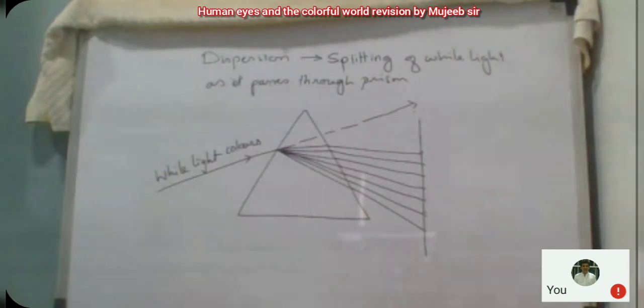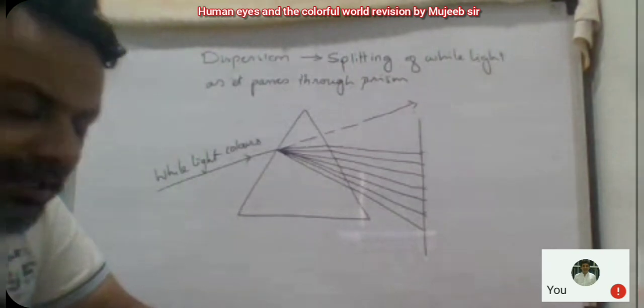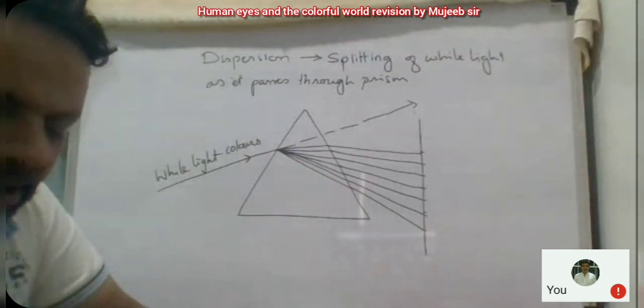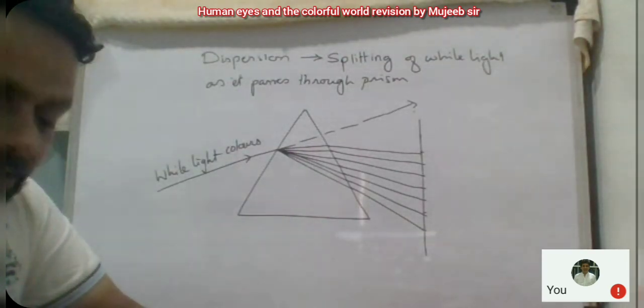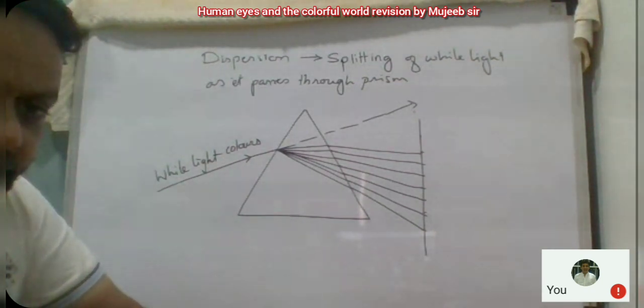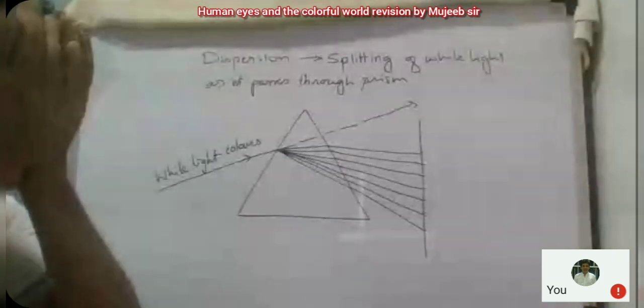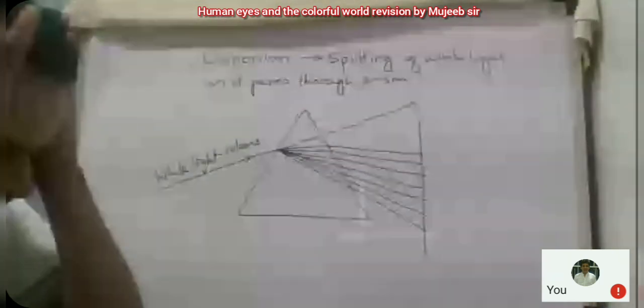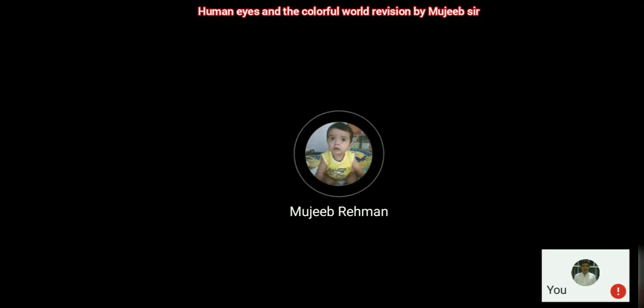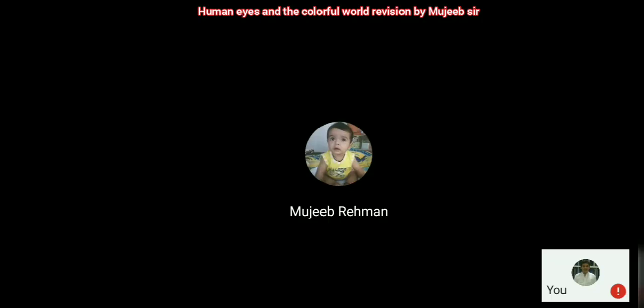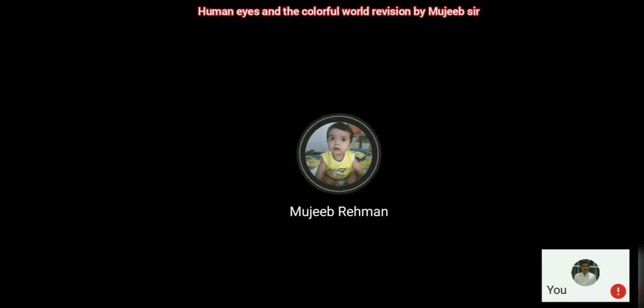Now, the amount of bending depends upon the wavelength of the light. The bending is inversely proportional to wavelength. That's why the red light will bend the least and the violet light will bend the most. You can see that a band of the 7 colors is formed here. The red light bends the least and the rest of the colors have different wavelengths. This is the dispersion of light.